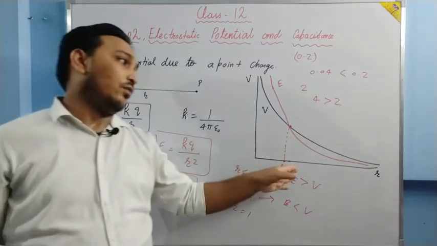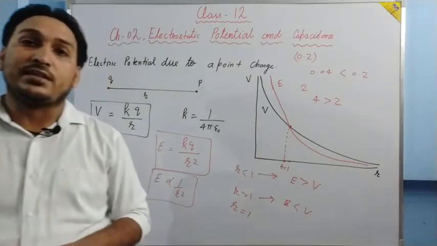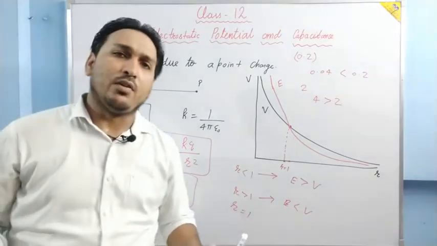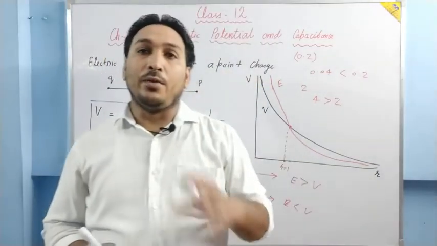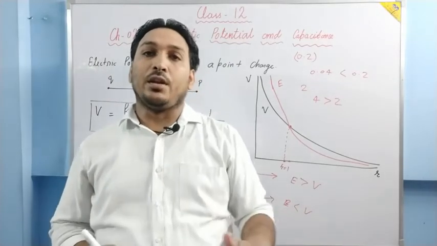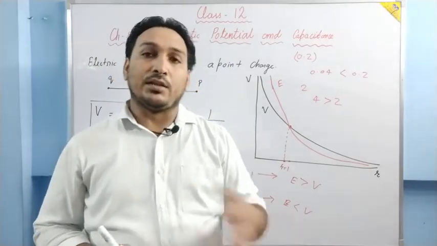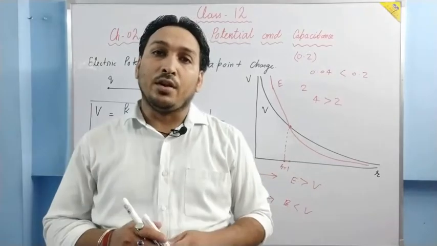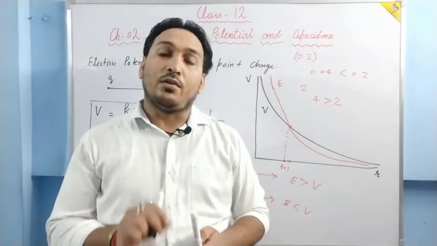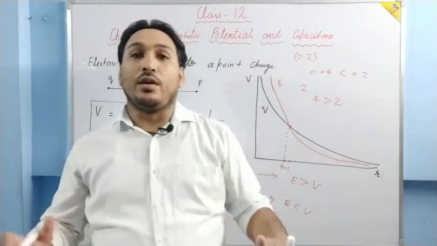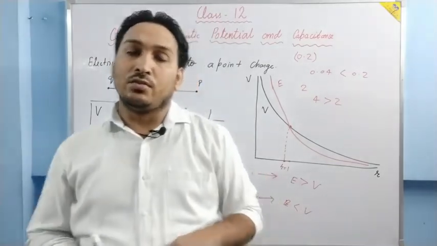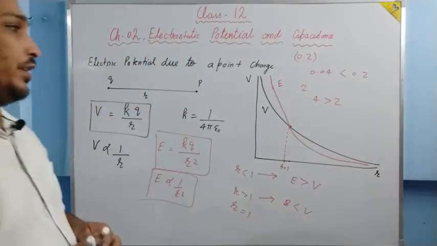At r is equal to 1, they both will be the same. Although they are far different quantities, we should not compare electric field and potential as the same quantities; we are comparing only the magnitude. Is it clear? So this is how the electric potential due to a point charge is given.